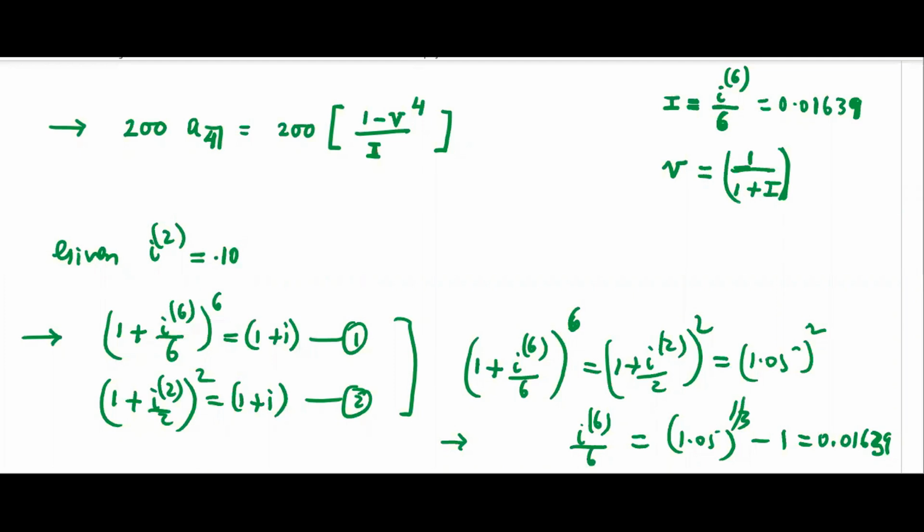When you say 10% convertible half yearly, it's the same thing as 10% compounded semi-annually. But I'm not using any concept, I just use the formula. I've written here I2.